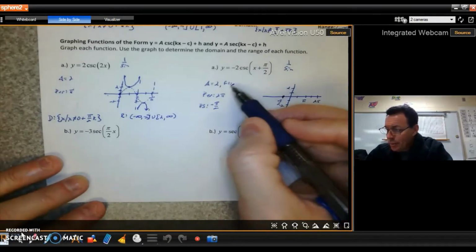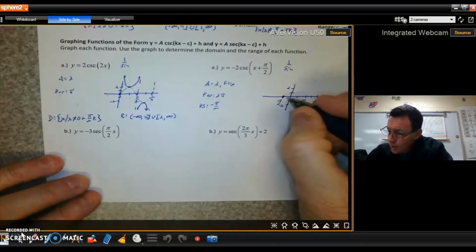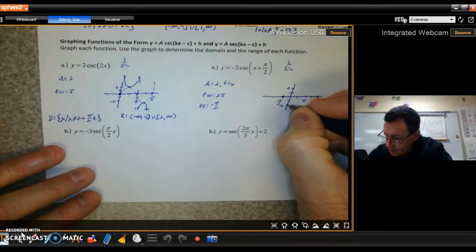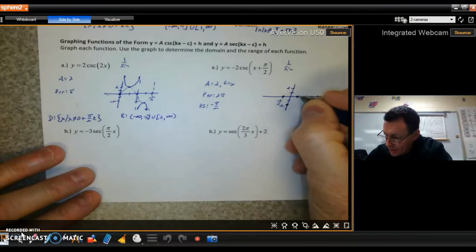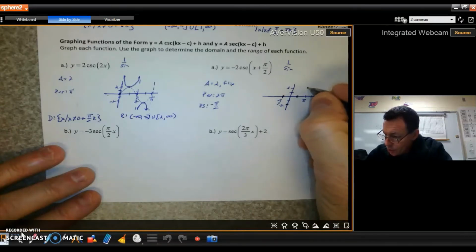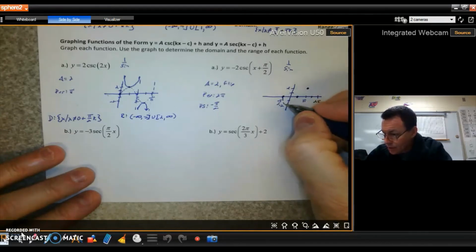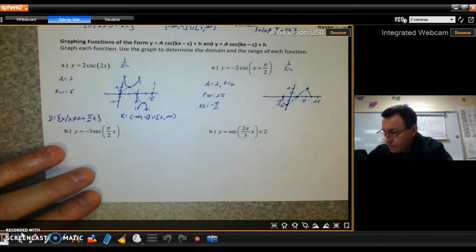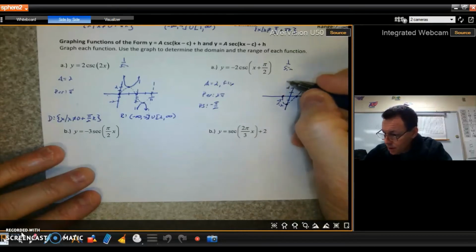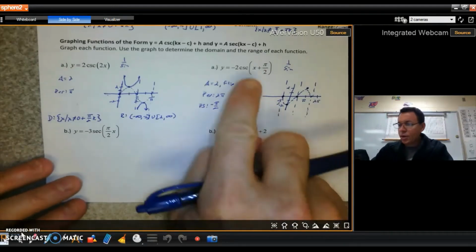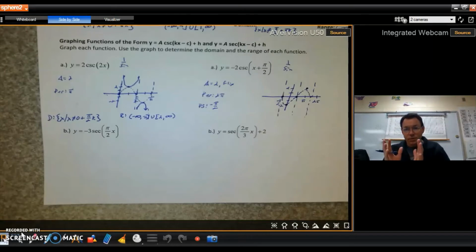But then it's been flipped. So we are going to go down first. So we should go down to the low point, which is negative 2, back up to the x-axis, back up to positive 2, and then back down to the x-axis. So the sine graph looks like this. Everywhere you have an x-intercept, make a vertical asymptote. And then your cosecant graph is going to be trapped between those asymptotes.